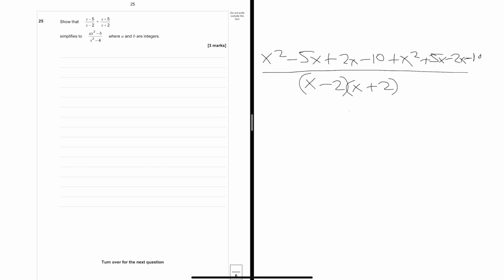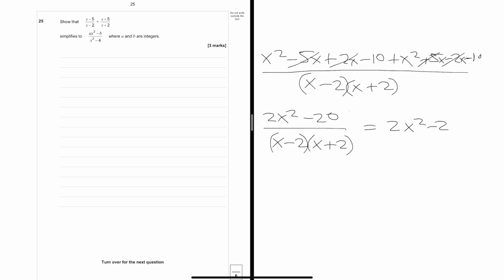X. So that gives us 2x squared. We've got minus 5x and plus 5x, so they cancel. We have a plus 2x and a minus 2x, so they cancel. So we're left with 2x squared minus 20 over (x minus 2)(x plus 2). And if we simplify further, we get 2x squared minus 20 over x squared minus 2x plus 2x minus 4, which is what we were looking for.